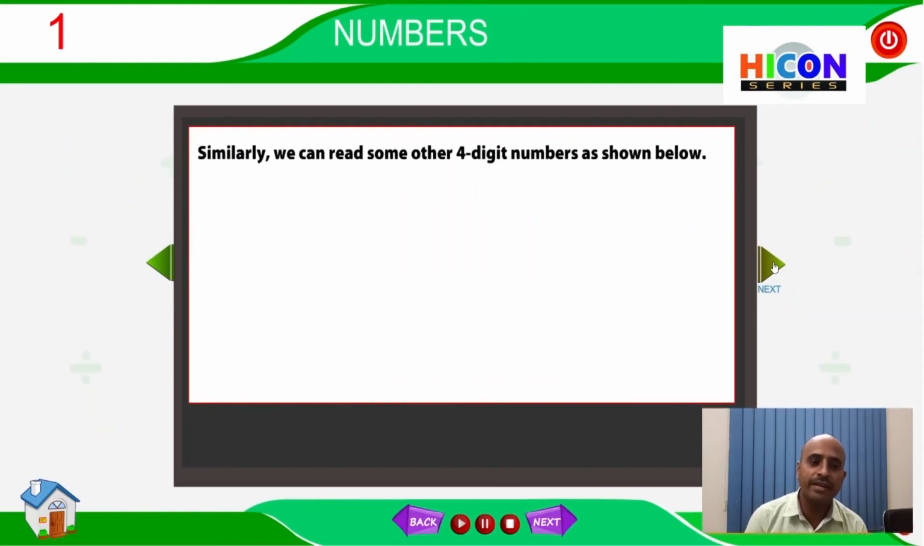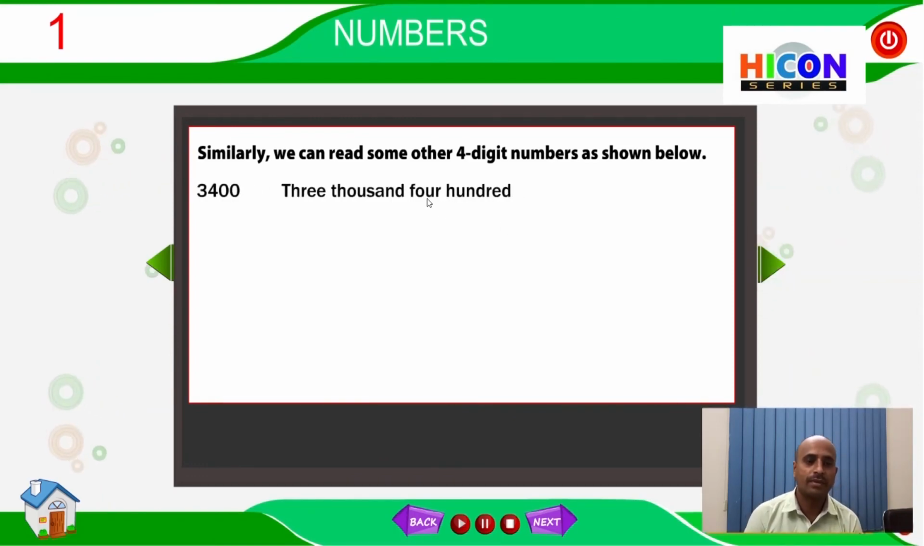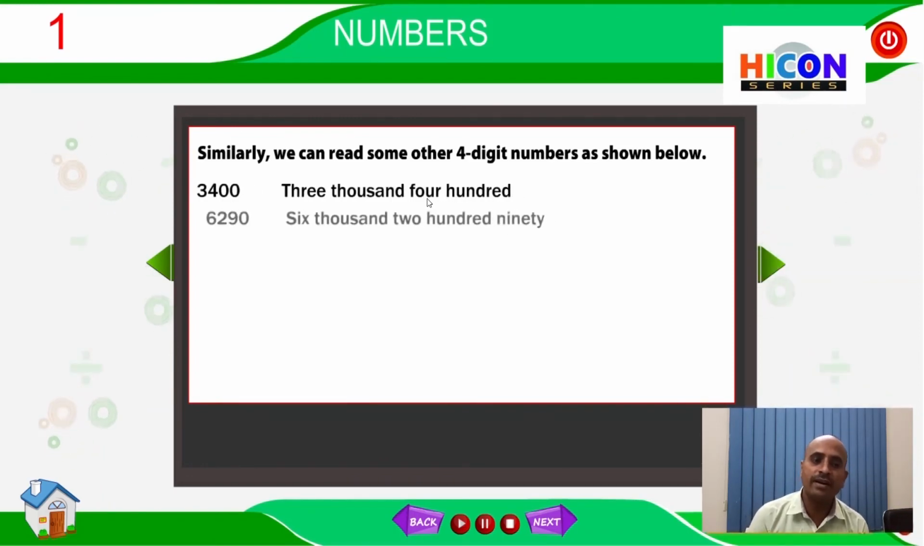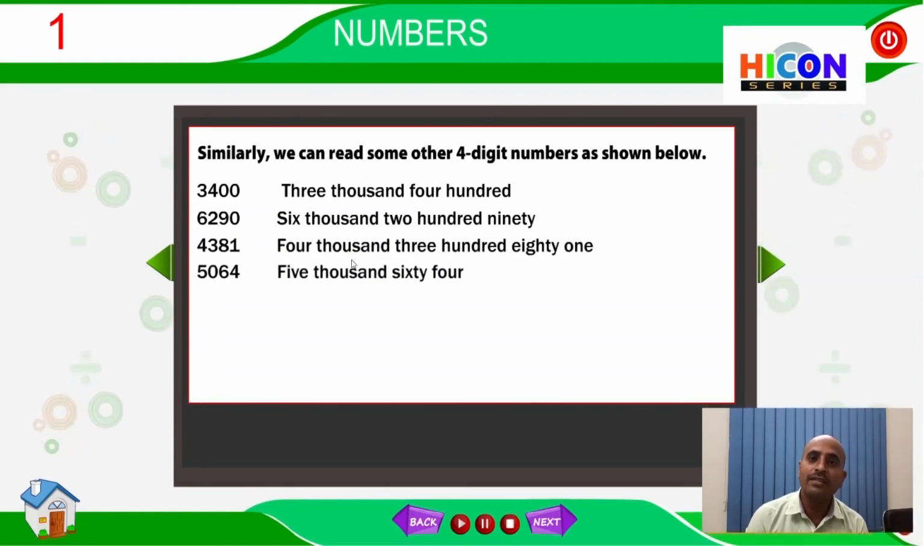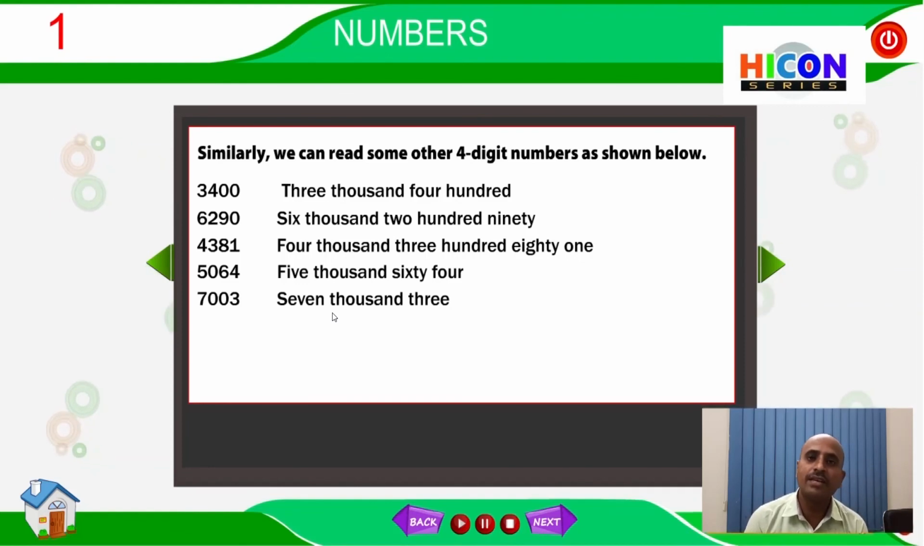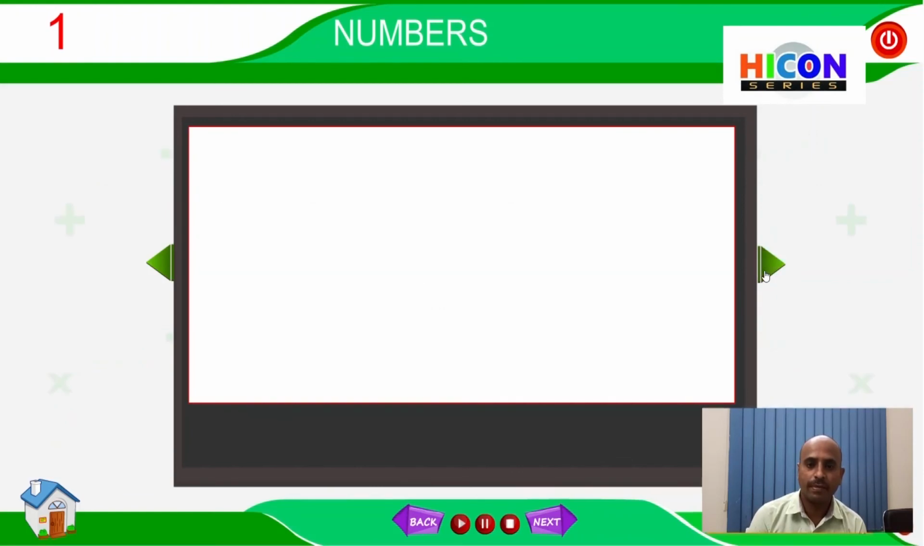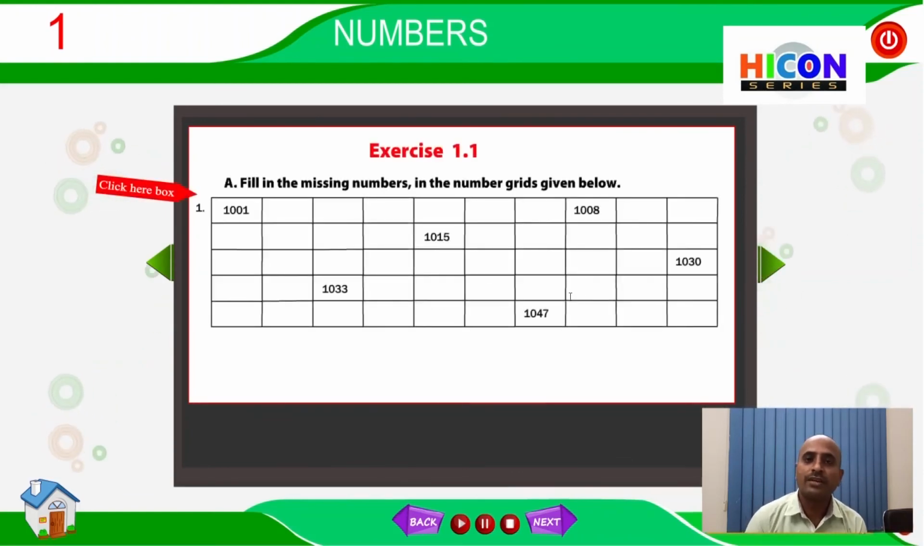Similarly we can read some other 4-digit numbers as shown below. 3400, and the next one is 6290, the third one is 4381, the fourth one is 5064, and the fifth one is 7003. These are some examples of 4-digit numbers and this is how to read the given 4-digit numbers. So children, go to the exercise part.